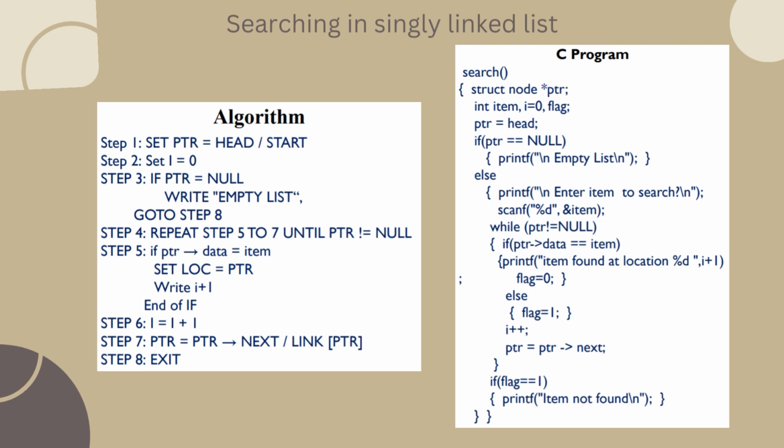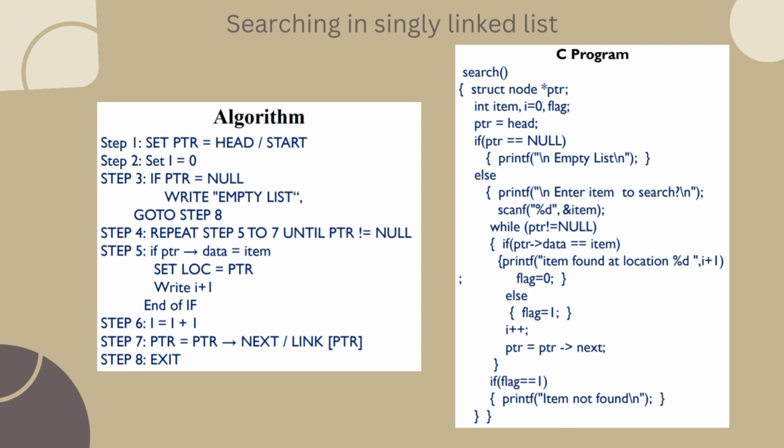Step 4, repeat steps 5 to 7 until ptr is not equal to null. Step 5, if ptr data is equal to item, set LOC is equal to ptr, write I plus 1, that is, the item has been found. Step 6 is I equal to I plus 1, else the continuation of the loop has to be done till we reach the end of the linked list.